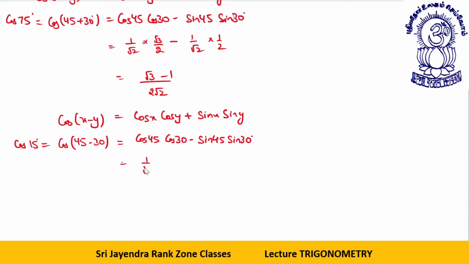How will I proceed? Cos 45 is 1 by root 2. Cos 30 is root 3 by 2. Here plus sin 45 is 1 by root 2. Sin 30 is a half. This becomes root 3 plus 1 by 2 root 2.